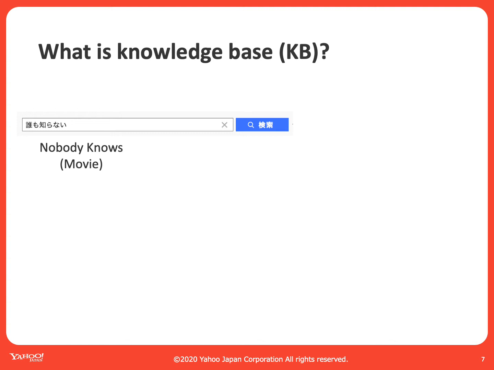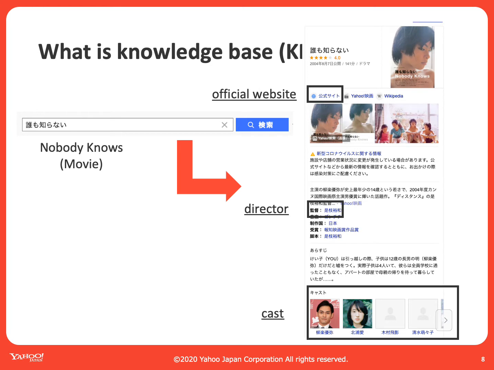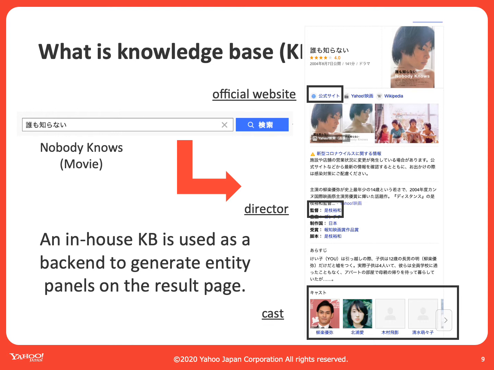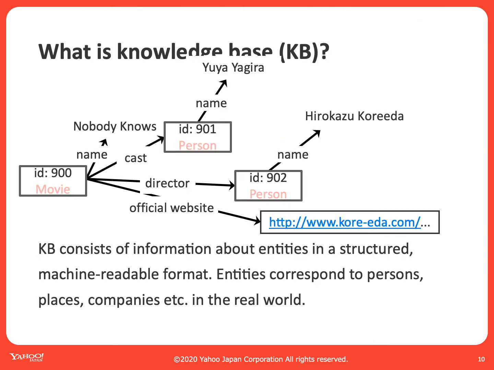In our web search service, when users search for Nobody Knows, a Japanese movie, entity panels are shown on the search result page. An in-house KB is used as a backend to generate this panel. The part of KB that is used to show the entity panel might look like this. The leftmost rectangular node represents the movie Nobody Knows, and it is connected to director Hirokazu Koreeda and actor Yuya Yagira. In general, KB consists of information about entities in a structured, machine-readable graph format.